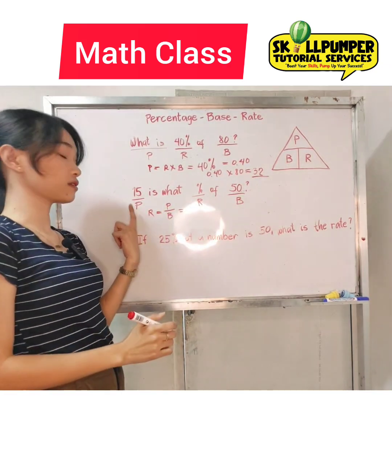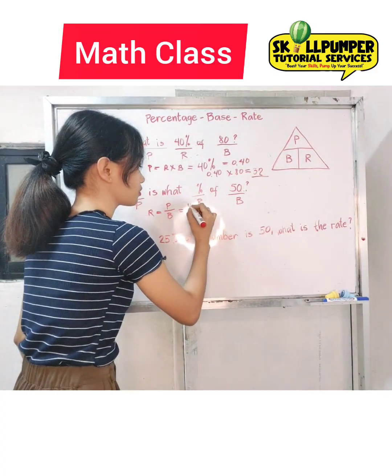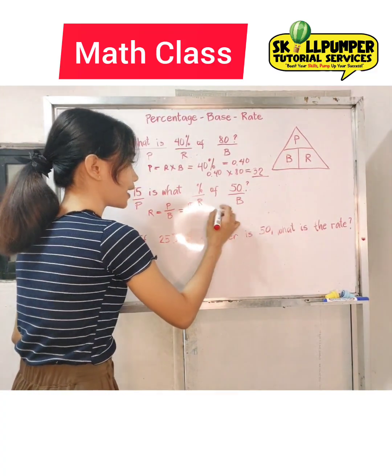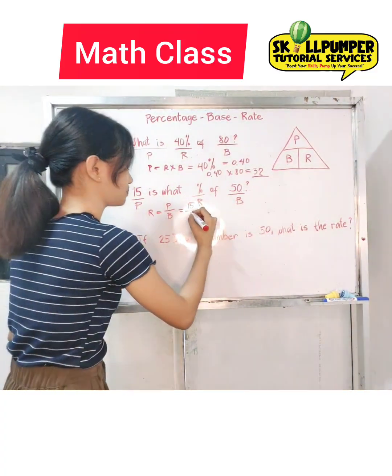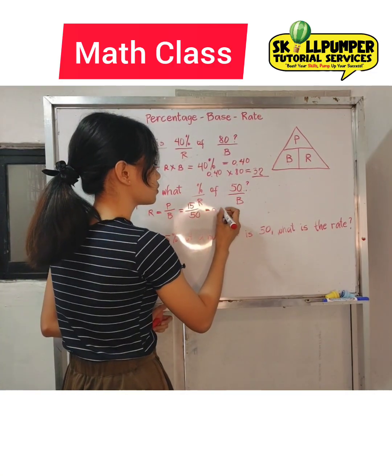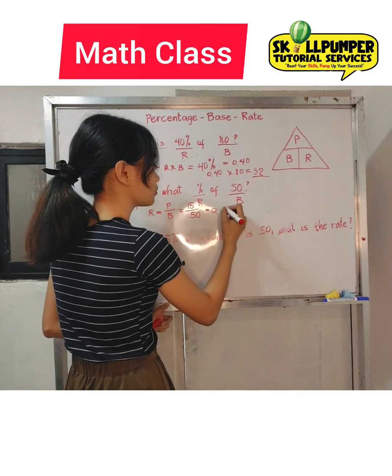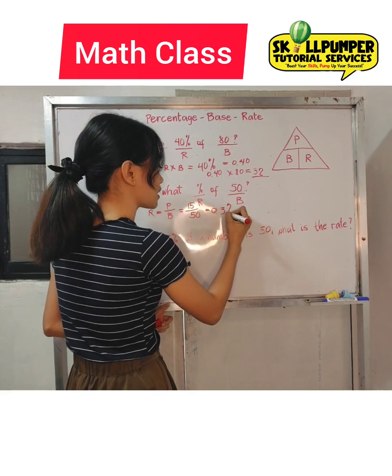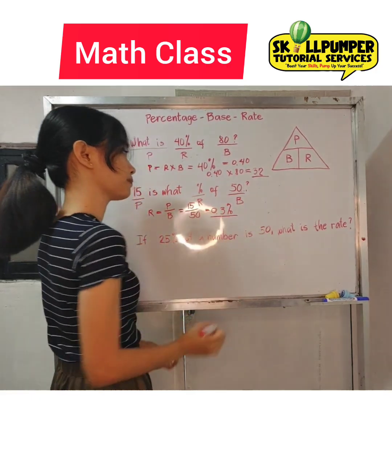So our percentage here is 15 divided by 50. 0.3%. Okay.